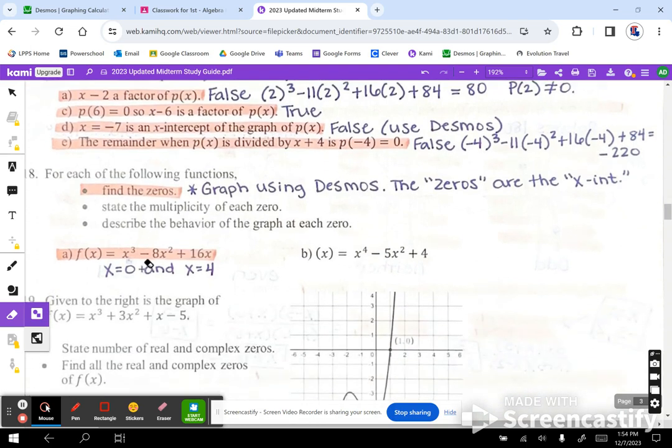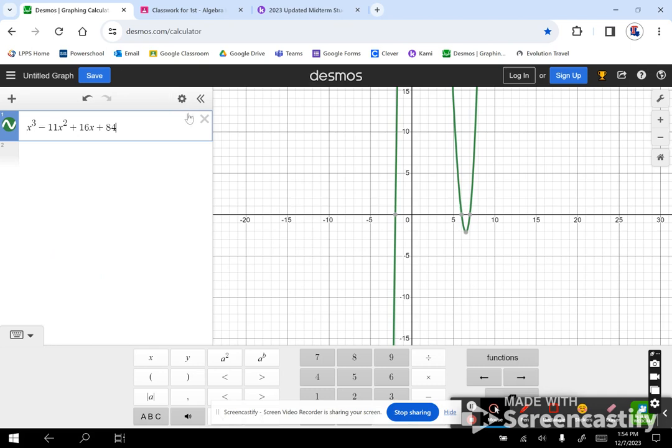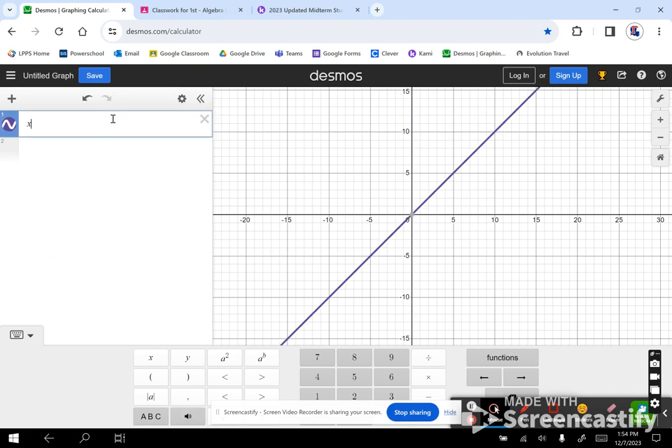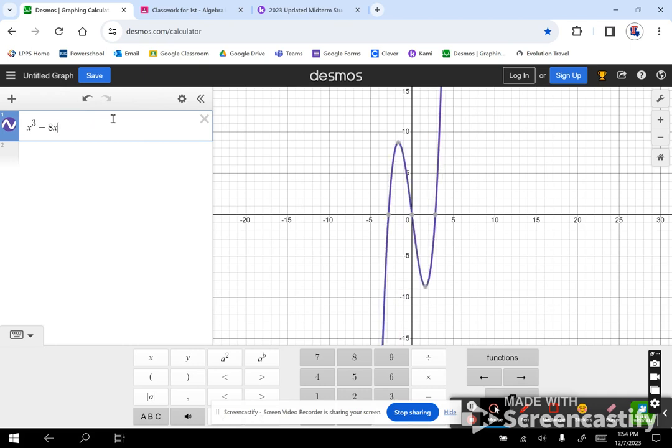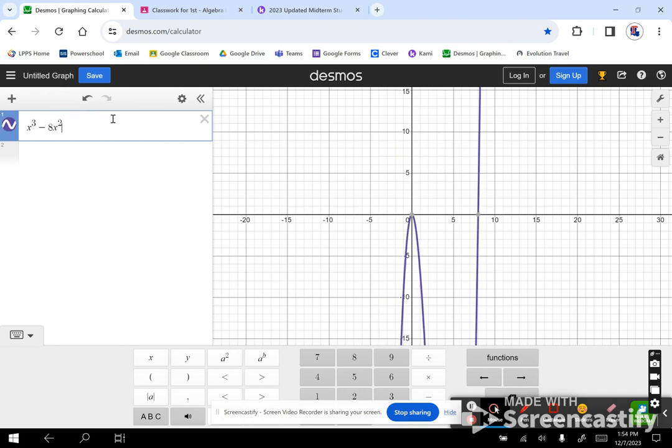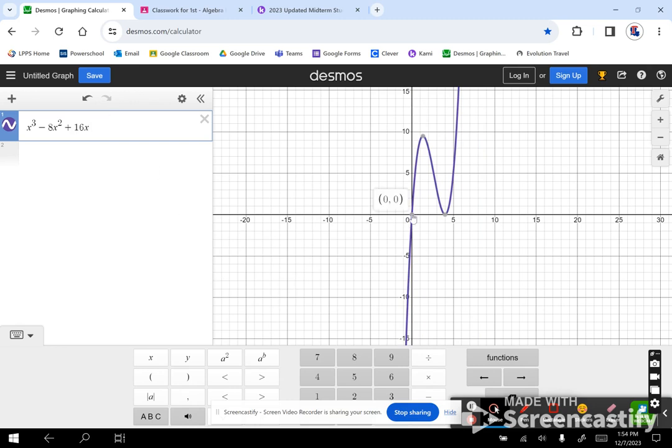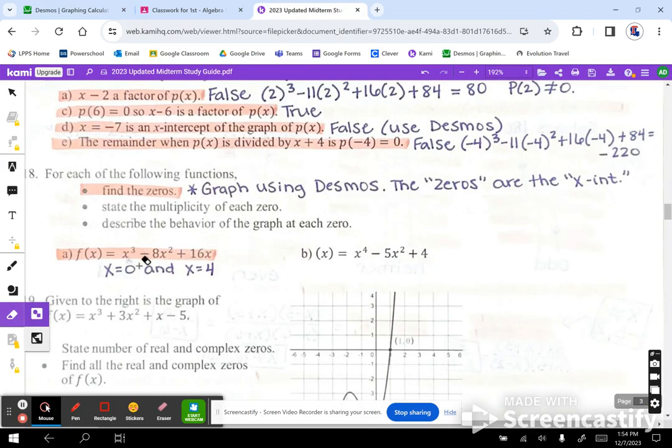Okay, and then number 18, use Desmos. Type in exactly what you see: x cubed minus 8x squared plus 16x. There we go. What are your zeros? Your zeros are your x-intercepts. So your zeros are 0 and 4. Those are your x-intercepts, also known as your zeros.